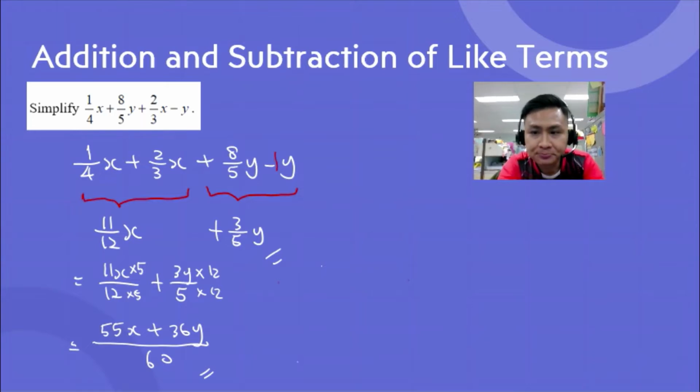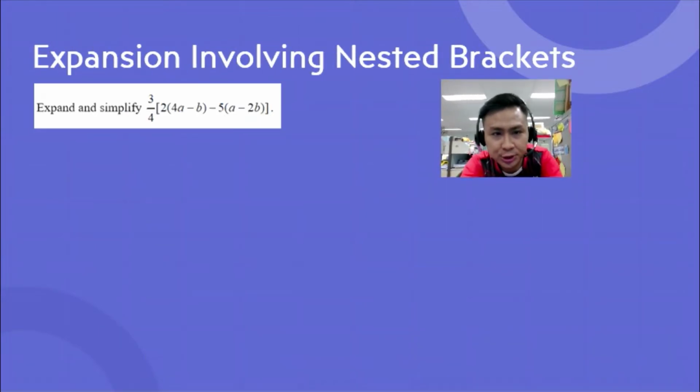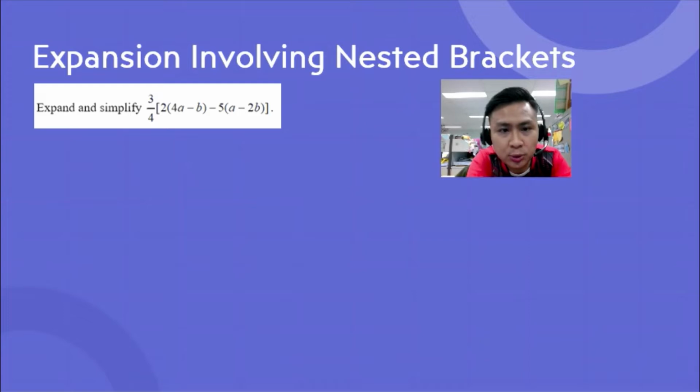Right. Let's look at the second type of question involving fractions. Sometimes we may encounter questions involving nested brackets. What are nested brackets? Nested brackets simply means questions involving brackets within a bracket.